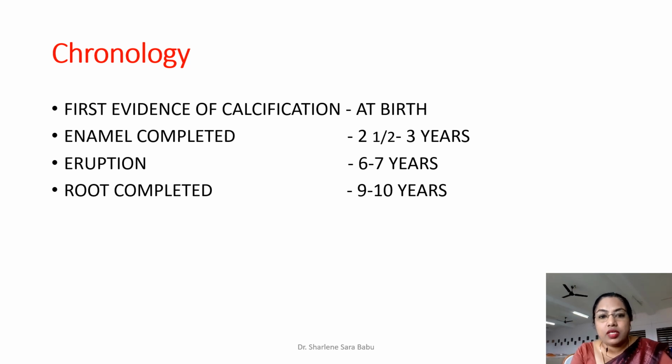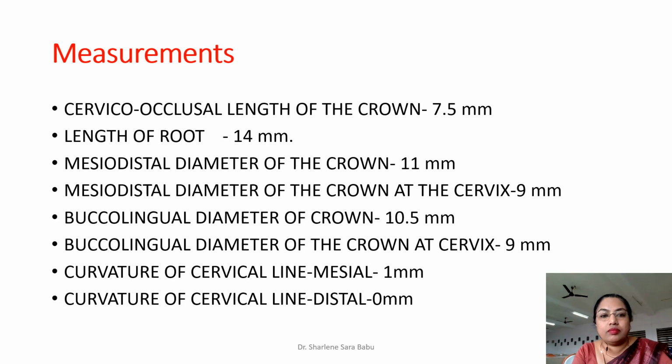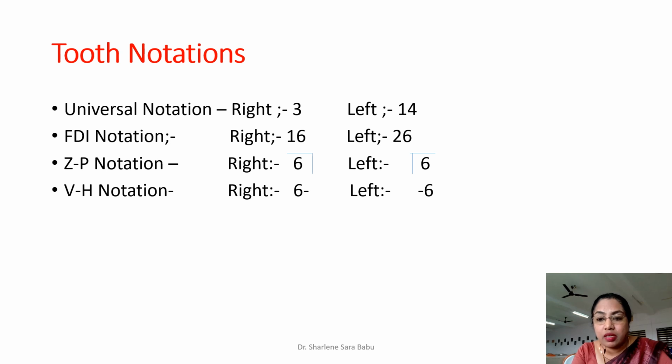Moving to the chronology, the first evidence of calcification is at birth. Enamel completion 2.5 to 3 years, eruption 6 to 7 years, and root completion 9 to 10 years. You have to look into the measurement part. Next, you are supposed to write on the tooth notations, that is universal notation, FDI notation, Zsigmondy-Palmer notation, and the Victor-Haderup notation.